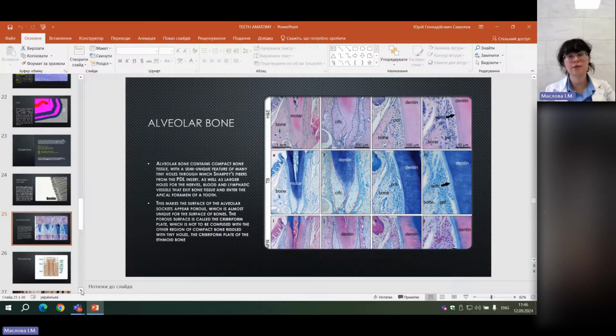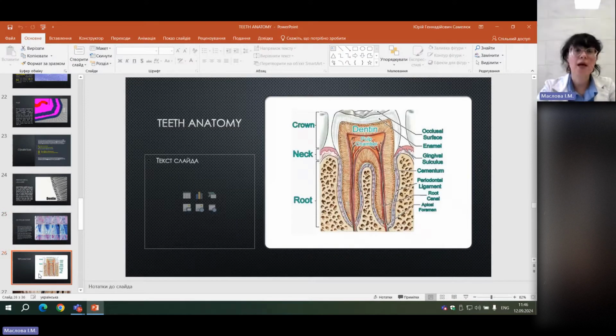Cementum, periodontal ligament, and alveolar bone. It's a supporting tissue which is around each tooth. What about microanatomy? I haven't told you yet. Now, please put your attention on the slide.